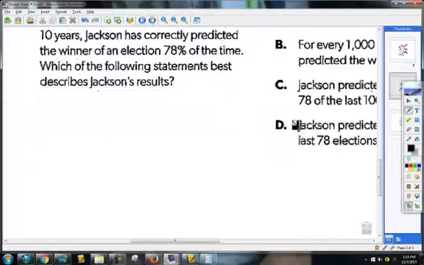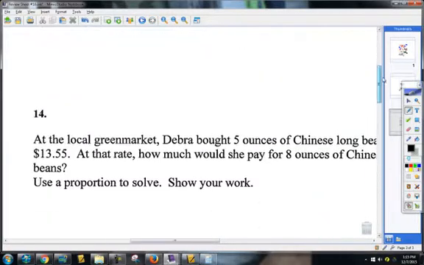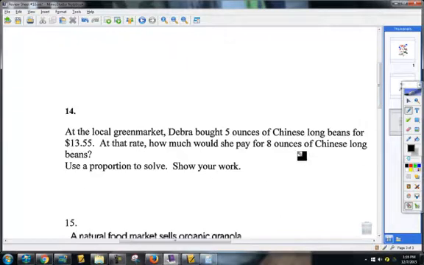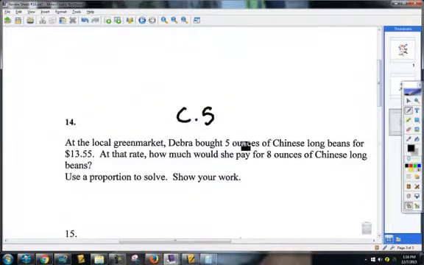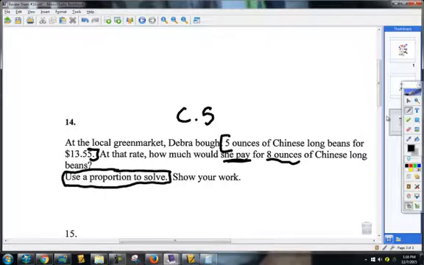Okay, back page. Okay, this is all chapter 5 stuff right here. This whole page except for I think the last one. Okay, this is chapter 5. As you can see, you are given right there a unit rate. And we want to know how much she would pay for 8 ounces. So again, you must use a proportion to solve it. If you don't, it would be incorrect. Okay?